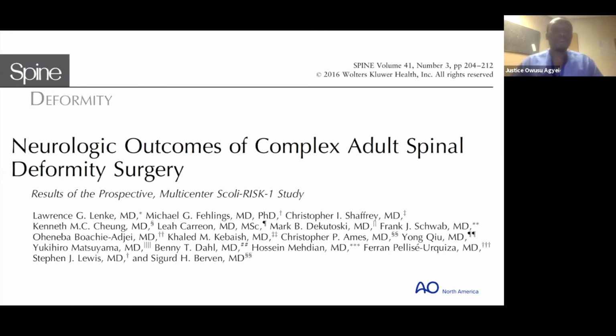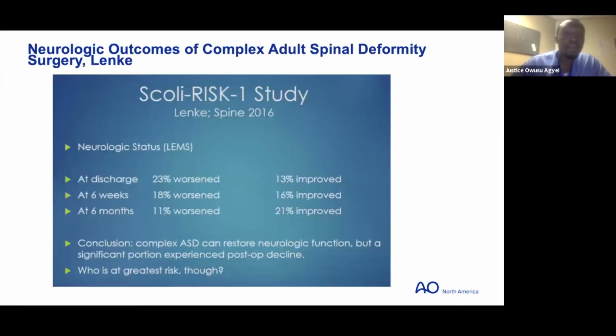So lastly, I want to talk about some outcome studies following deformity surgery for correction. The largest study is the ScolioRisk-1 study, which was performed by Lenke. And in this study, they found that this procedure is associated with high morbidity, but also with a relatively higher incidence of post-op neurologic decline, although a lot of these patients will improve over time.